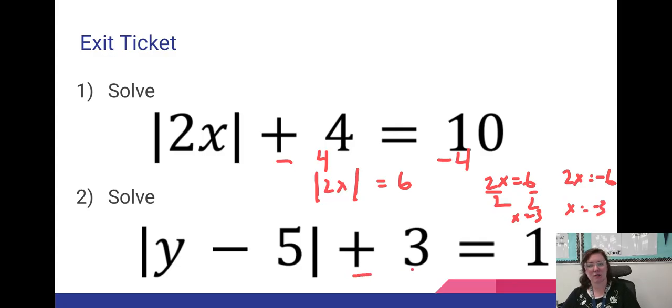And then over here, get rid of the outside stuff first. The absolute value of y minus 5 equals negative 2. Oh, that's hard to see. Well, remember, we had a special case where if you have the absolute value equals a negative number, that one is not possible. So there's no solution to that one. It's impossible to solve. Okay, that was the introduction to solving equations with absolute values.